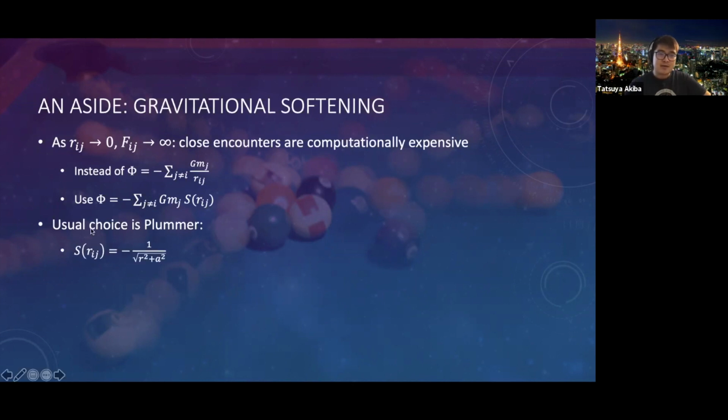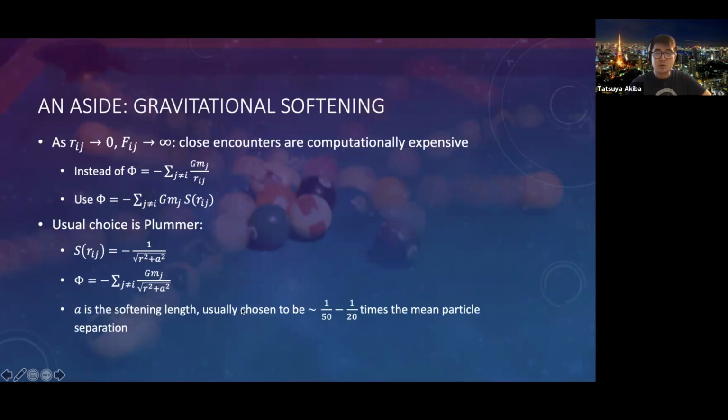In this case, the softening function looks something like this. We have a 1 over square root of r squared plus a squared type quantity. If we plug this into this formula here, we get a potential that looks like the Plummer potential that we already talked about. So we're going to get GM over the square root of r squared plus a squared. And you might be wondering what this a is. This a is what's called the softening length.